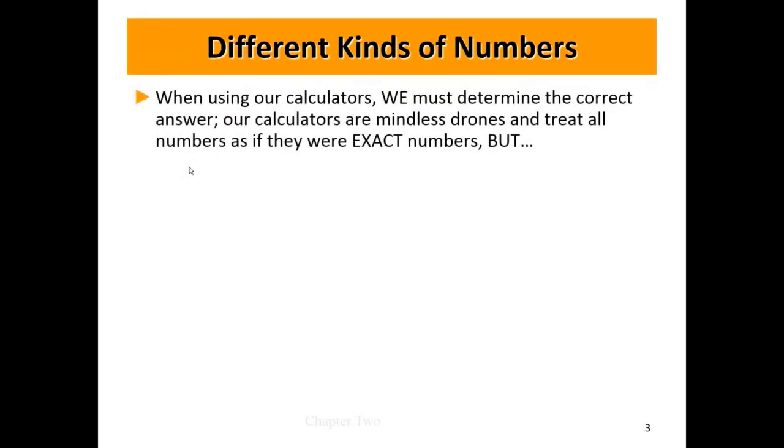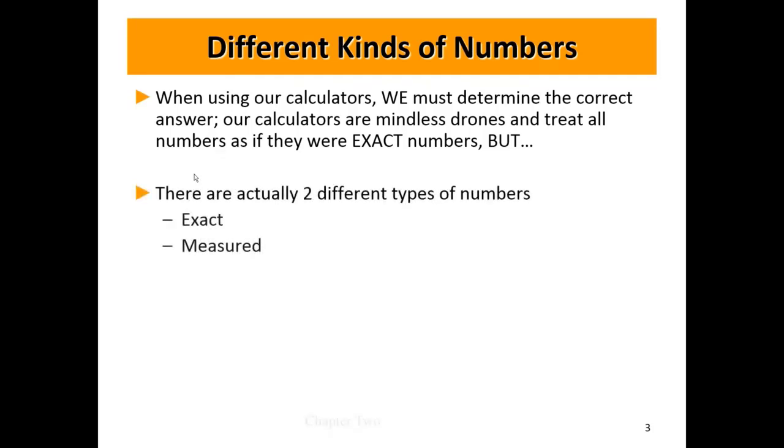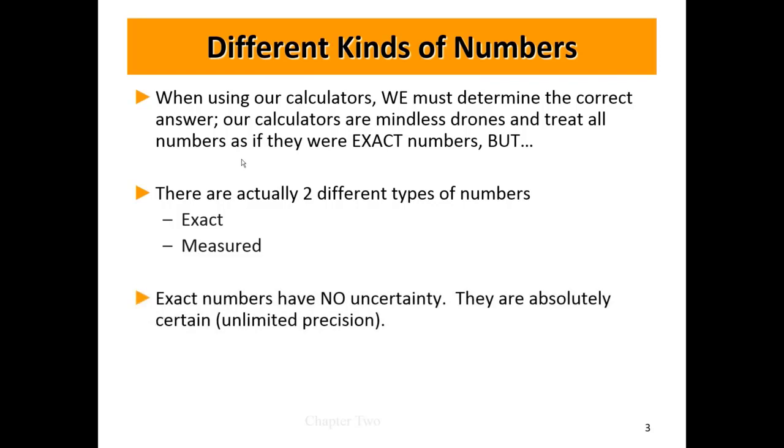So before we get into measuring, we want to talk about different kinds of numbers. There are two different kinds of numbers that we deal with in chemistry. There are exact numbers and there are measured numbers. Now, exact numbers are usually pretty easy to tell because they are numbers that can be counted, or they are numbers that are definitions.